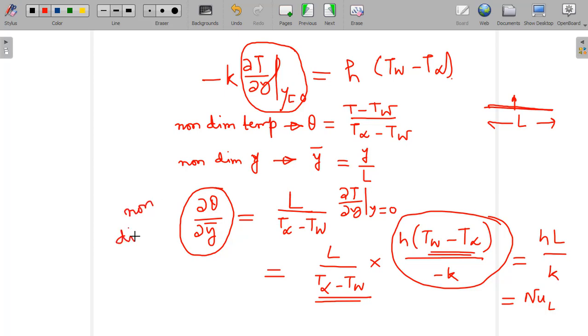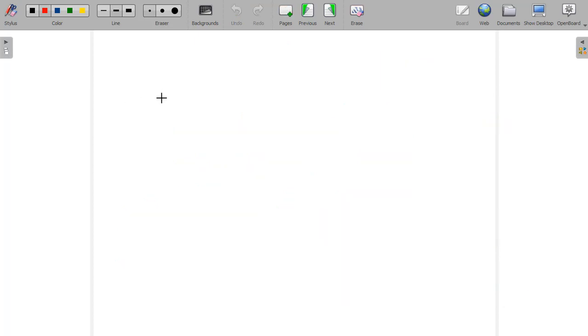Okay, so Nusselt number can also be considered as non-dimensional temperature gradient. So non-dimensional temperature gradient is nothing but Nusselt number. This is another way we can look at Nusselt number. So once we have identified the quantities on which it depends, like Nusselt number is some function of Reynolds number and Prandtl number.